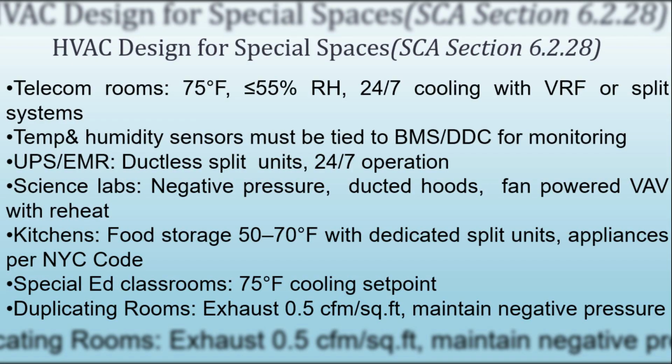Duplicating rooms generate heat and odors, so they require continuous exhaust at half a CFM per square foot, with the space kept under negative pressure. Finally, special education classrooms require a stricter cooling setpoint of 75 degrees instead of the standard 78, ensuring better comfort for sensitive occupants. This section provides very specific HVAC design requirements for telecom, electrical, emergency, food storage, science labs, special education, duplicating rooms, cooking, and athletic facility spaces under NYC SCA standards.